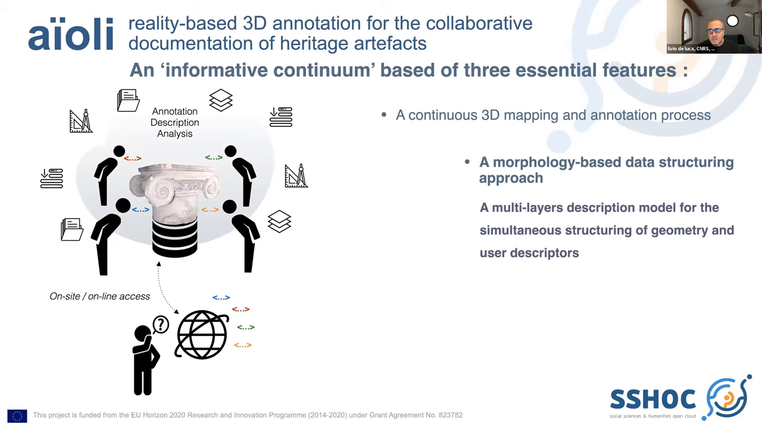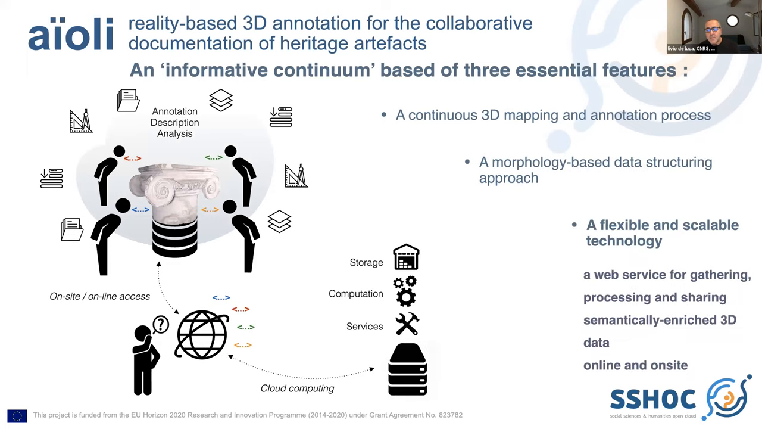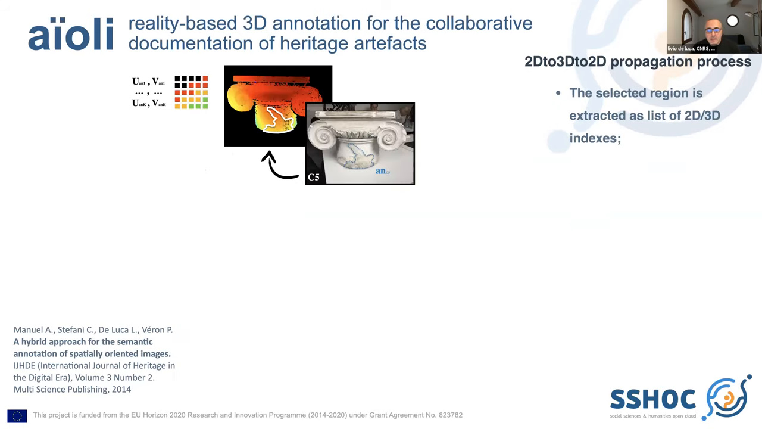So we introduced a multi-layer description model for managing simultaneous structuring of geometric representations and user descriptors. And then we try to implement this model within flexible and scalable technologies, which is a web service for gathering, processing, and sharing this semantically enriched 3D data within online and on-site usage scenarios. So there are two main innovations within the development of this platform. First, a 2D-3D annotation process based on projective propagation and transfer of semantic attributes between images and 3D representations.